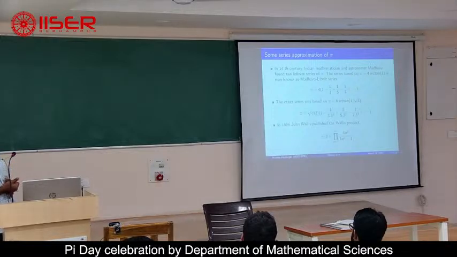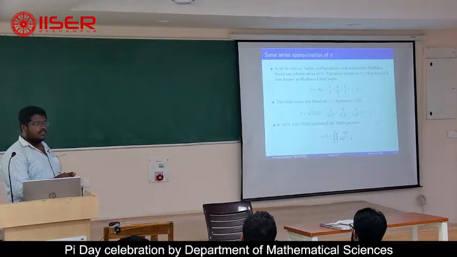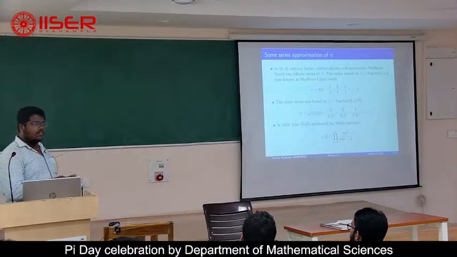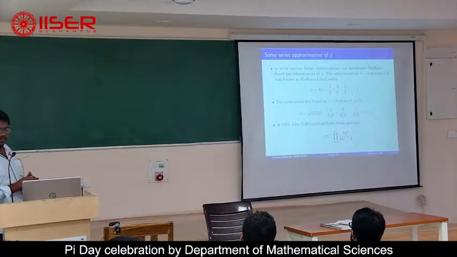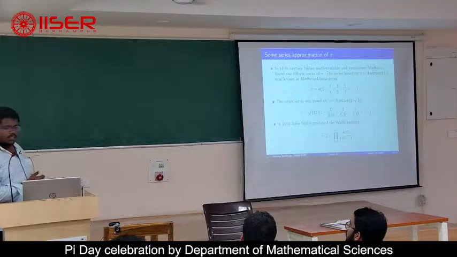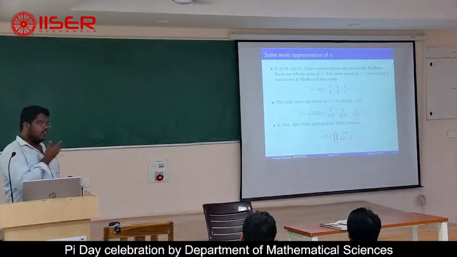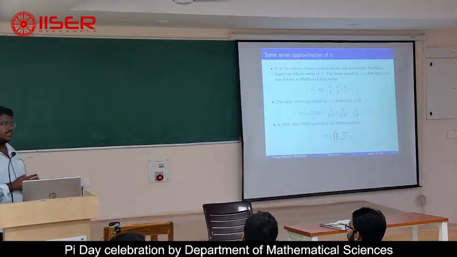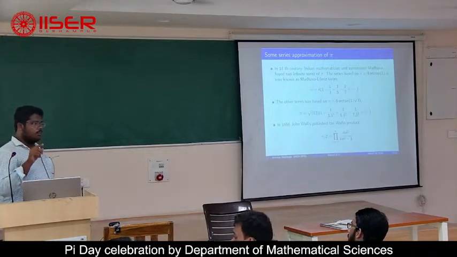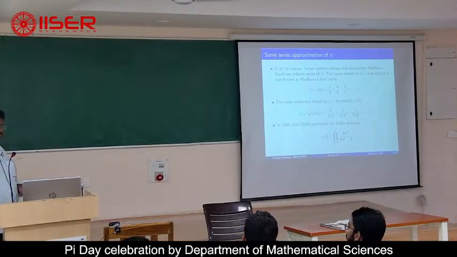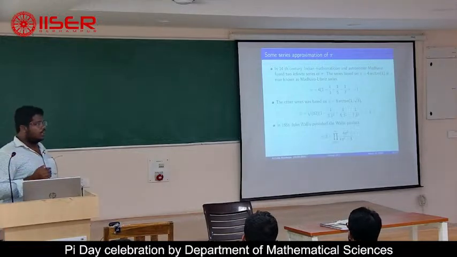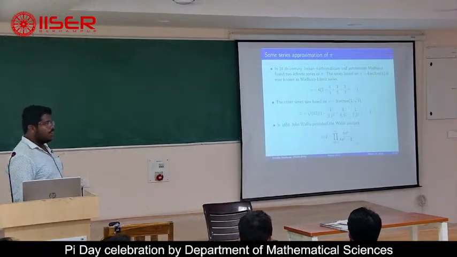Some series approximations, like in the 14th century, Madhava found two infinite series. The first series was based on 4 into tan inverse 1, famous as the Madhava-Leibniz series. Pi equals 4 into 1 minus 1 by 3 plus 1 by 5 minus... If I take the series expression of arc tan x, that is x minus x cubed by 3 plus x to the fifth by 5, and I put 1, then I get 1 minus 1 by 3 plus 1 by 5 minus 1 by 7. And if I multiply by 4, I get the approximation of pi.